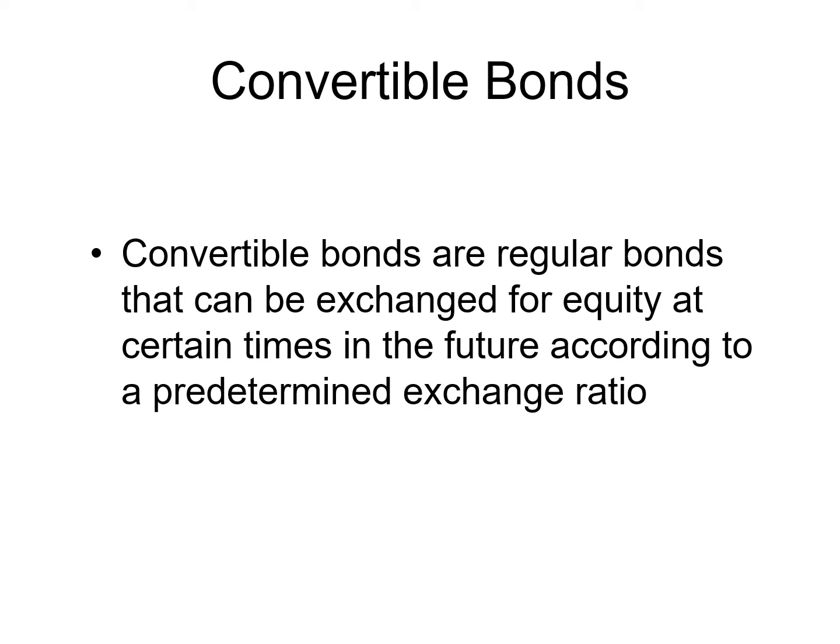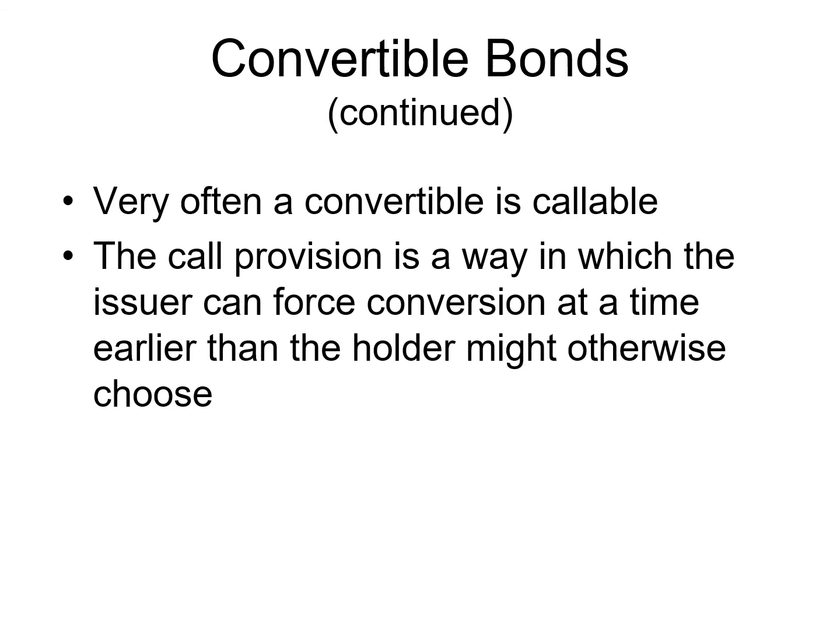Convertible bonds. Convertible bonds are regular bonds that can be exchanged for equity at certain times in the future according to a predetermined exchange ratio. Very often, a convertible bond is callable. The call provision is a way in which the issuer can force conversion at a time earlier than the holder might otherwise choose.